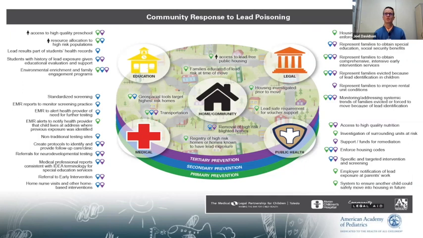The tertiary preventions are more the community-based kinds of things. Removing a blighted home, for example, from the available housing stock is an example of tertiary, or downstream, prevention work.